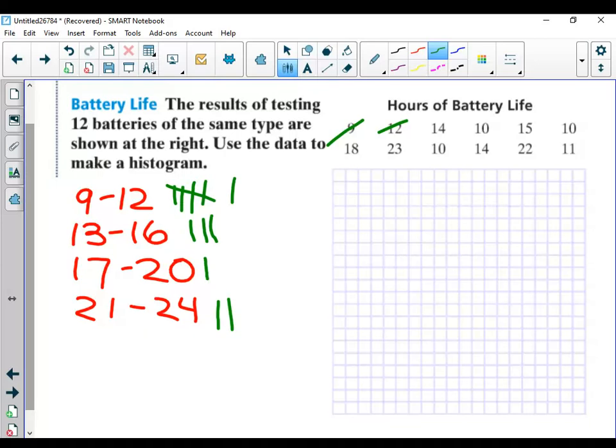Does anybody have the same tallies as me? I do. Okay, because sometimes when I'm talking, I lose track of what number I'm on. I also like to do this. 1, 2, 3, 4, 5, 6, 7, 8, 9, 10, 11, 12. So then do I have 12 tallies? Yeah. Oh, good, I didn't miss any.